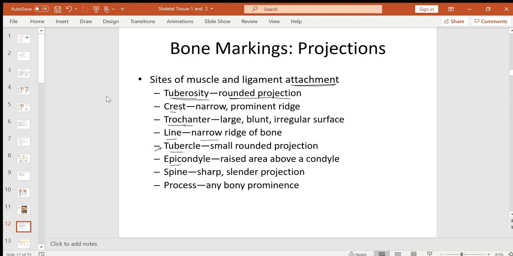Epicondyle. Epicondyle is a raised area above a condyle. So if you see the femur, the lower end of the femur, you have two condyles. This is one, this is another. And above the condyle, you see a small elevated area like this. So this is condyle and this is epicondyle.